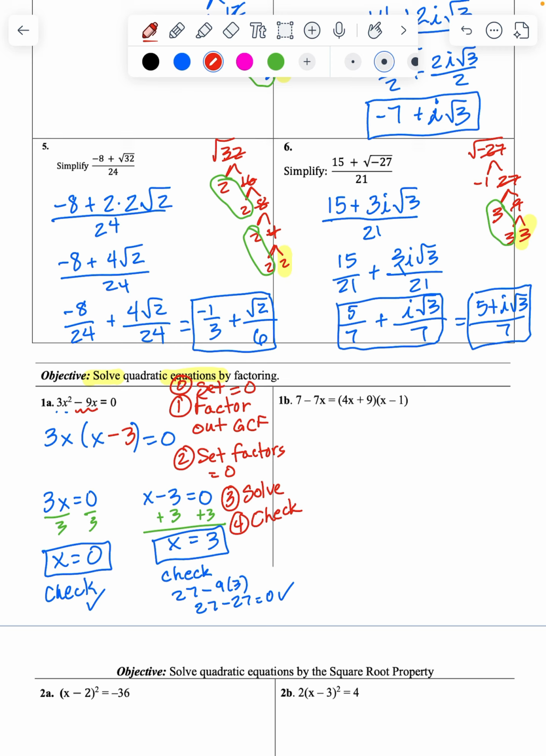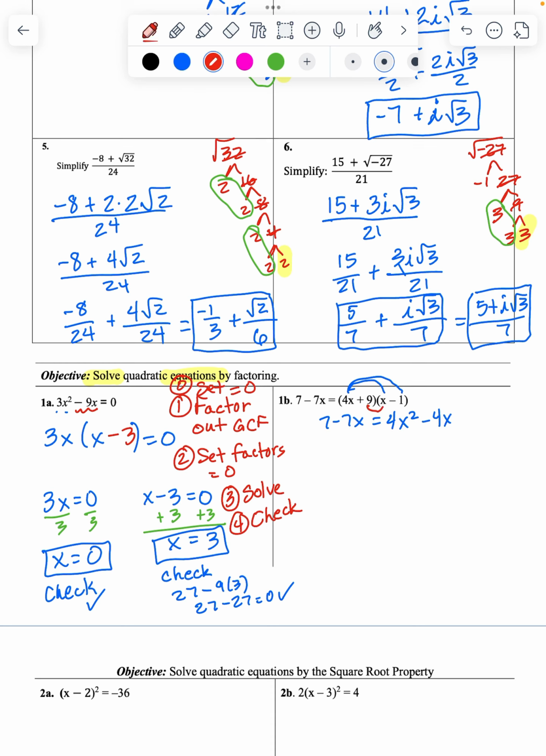So for 1b, following the complete set of steps now, to get this equal to 0, first we are going to need to FOIL on the right hand side. So the left hand side is going to stay the same for a little bit. 4x times x will be 4x squared. 4x times negative 1 is negative 4x.